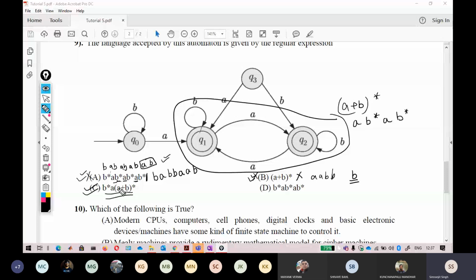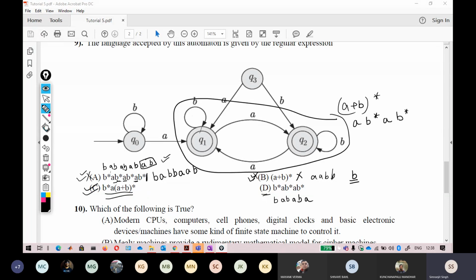You cannot find anything that is generated by this option and not accepted by the language. But for D, there is no star on it. The simplest string will be A B A B A B, and if I give this, this string does not lie in this regular expression, but it is accepted by this automata. So C, B A B A B A, is accepted, but it is not generated by D. So the correct answer is C here.